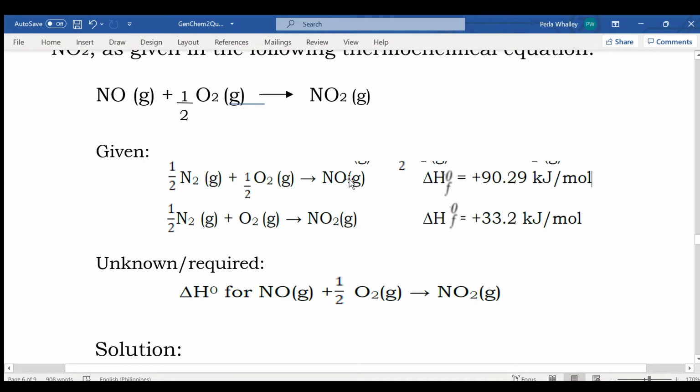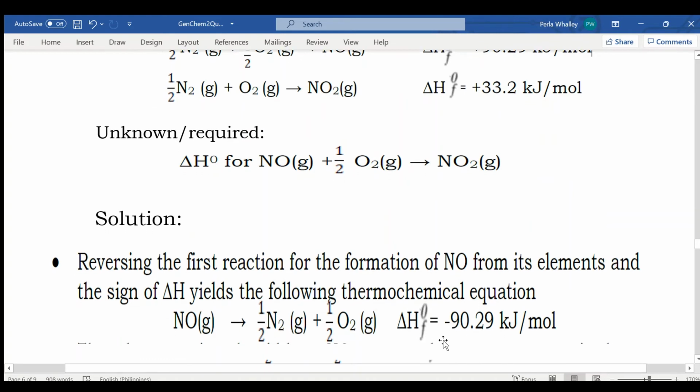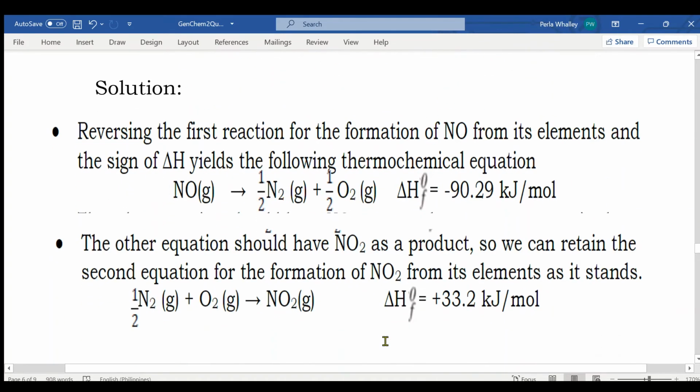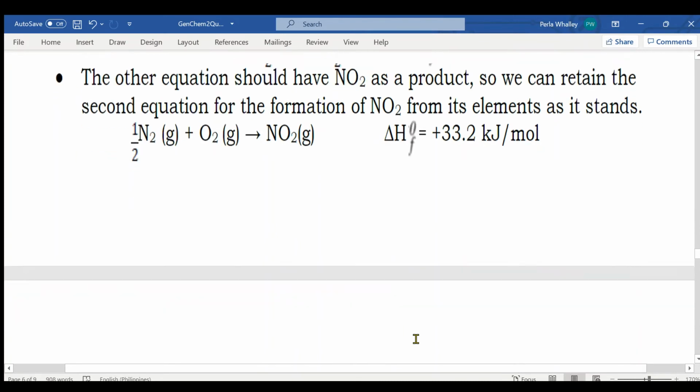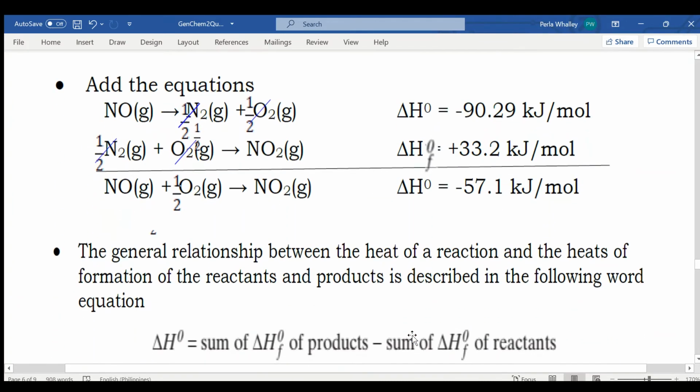And remember that if we reverse the equation, the sign will also reverse. So this is positive, and when we reverse it, the sign will become negative. So that's what happened here. It becomes negative because we reversed equation number 1, and equation number 2 stays the same, positive, because we did not reverse. Now we add the equations.